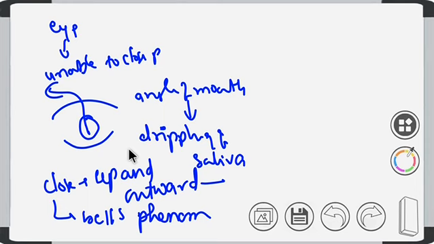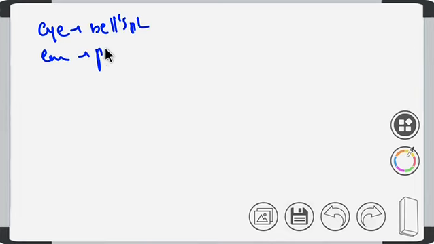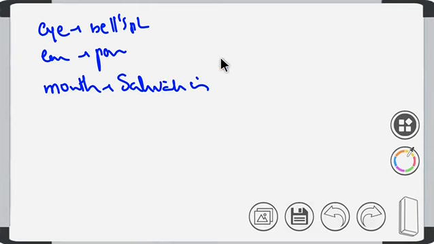So let's see the symptoms once again. In the eyes, what you see is Bell's phenomenon. In the ear, you will see pain. At the angle of the mouth, you will see salivation, or you can say dribbling of saliva. Okay, these are the signs and symptoms. Now let's see the treatment.